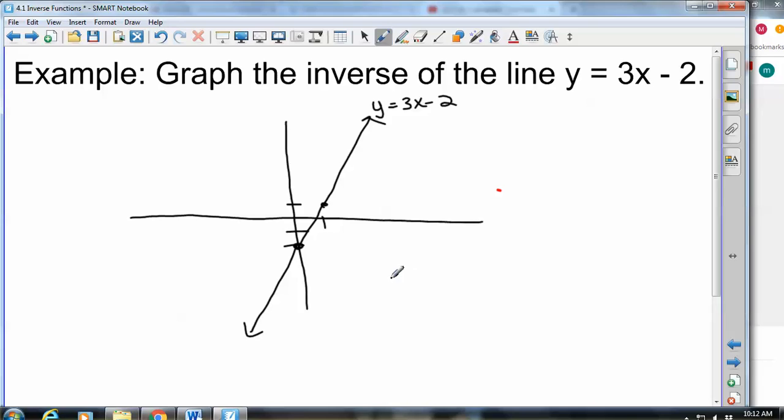So for its inverse, what you could do is take those points that you plotted. I've got 0, -2. So what point would that become on my inverse? -2, 0. You just flip the x and y. We had 1, 1, so that would still be 1, 1. So that's enough to draw it. So this is the inverse.